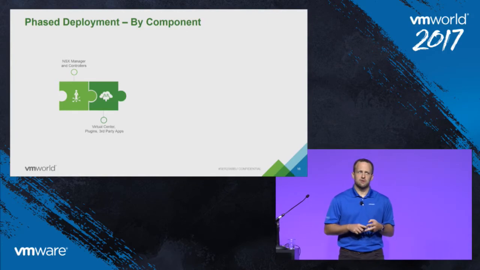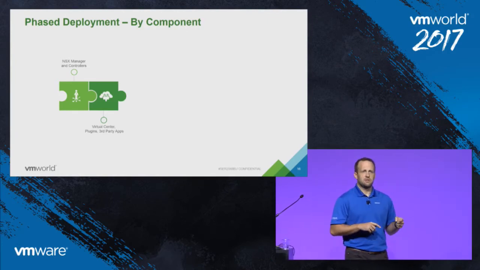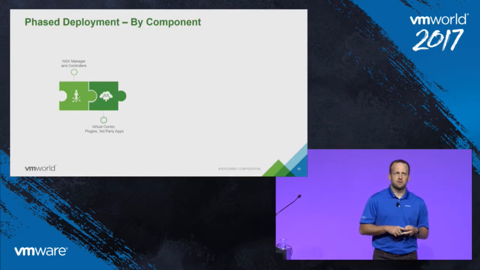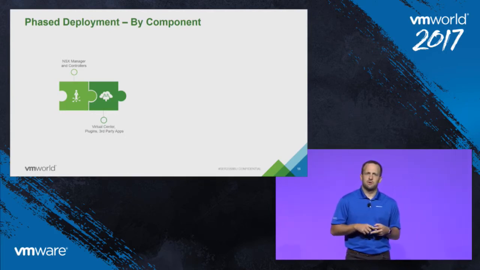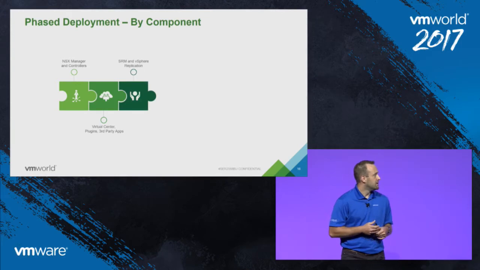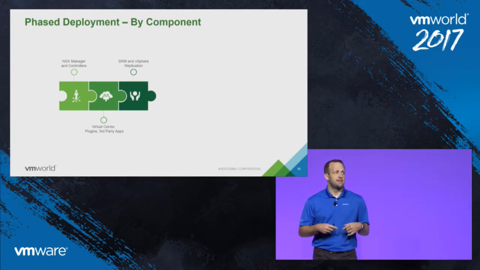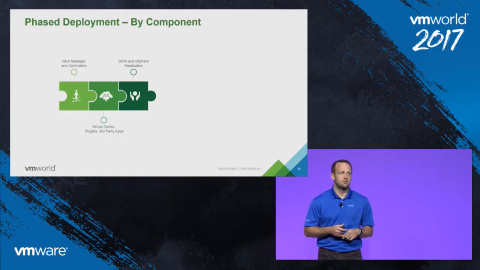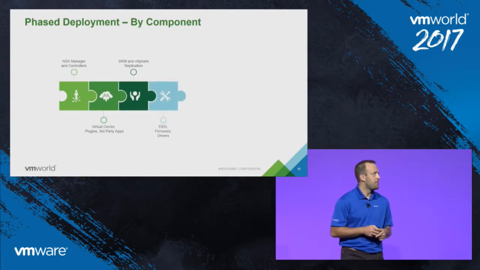Second, we finally upgrade the Virtual Center. We upgrade the Platform Services Controller first, then we upgrade the Virtual Center, and then we start upgrading those third-party apps that integrate into our Virtual Center. So if we're using Veeam backups or Zerto data protection, we've got to upgrade those so that they can talk to the new version of Virtual Center. And then we upgrade SRM and vSphere replication to get them up to the right version so that they can start talking to the Virtual Center and the ESXi hosts and start replicating the traffic again.